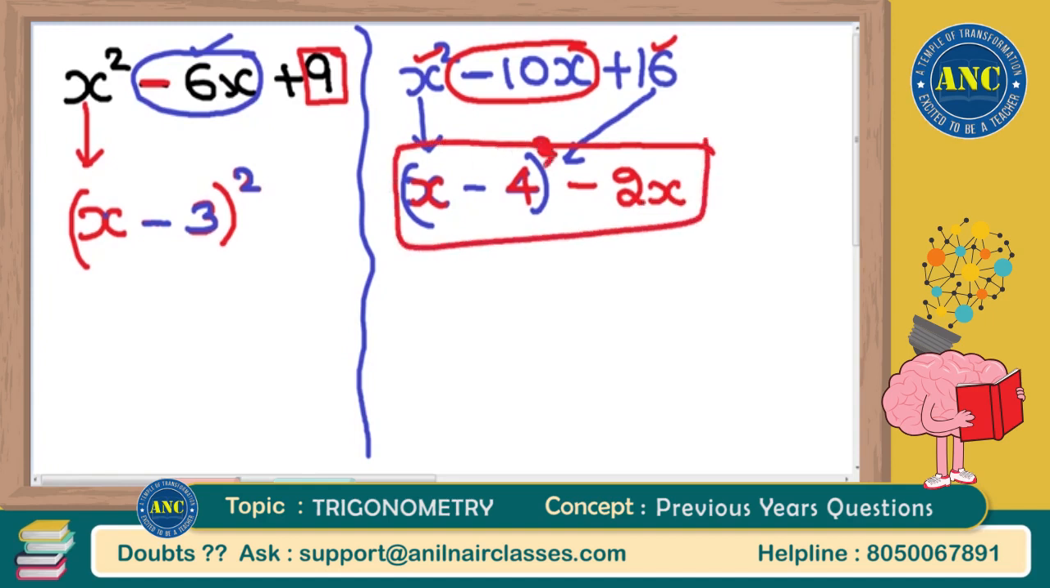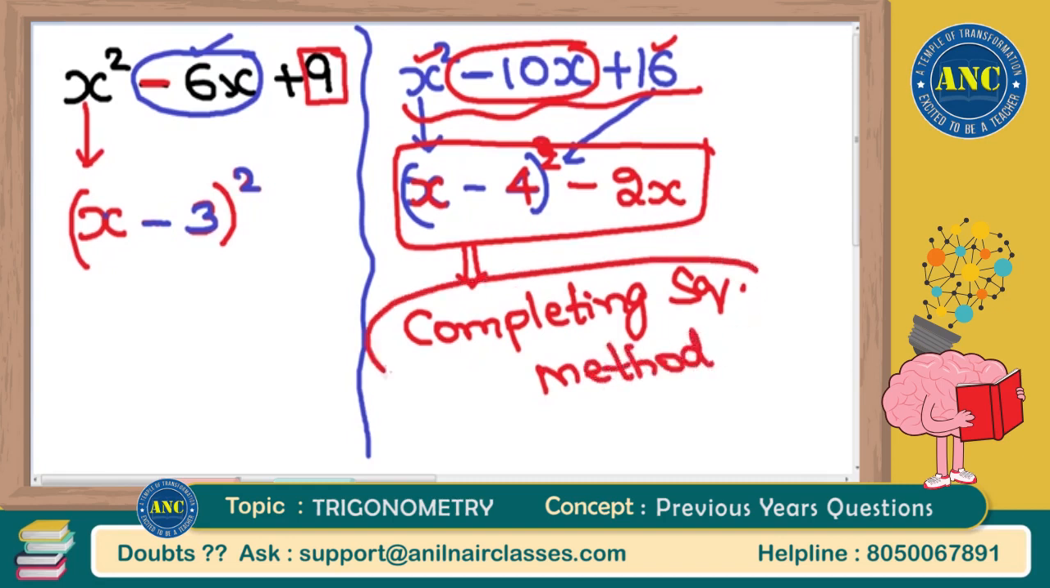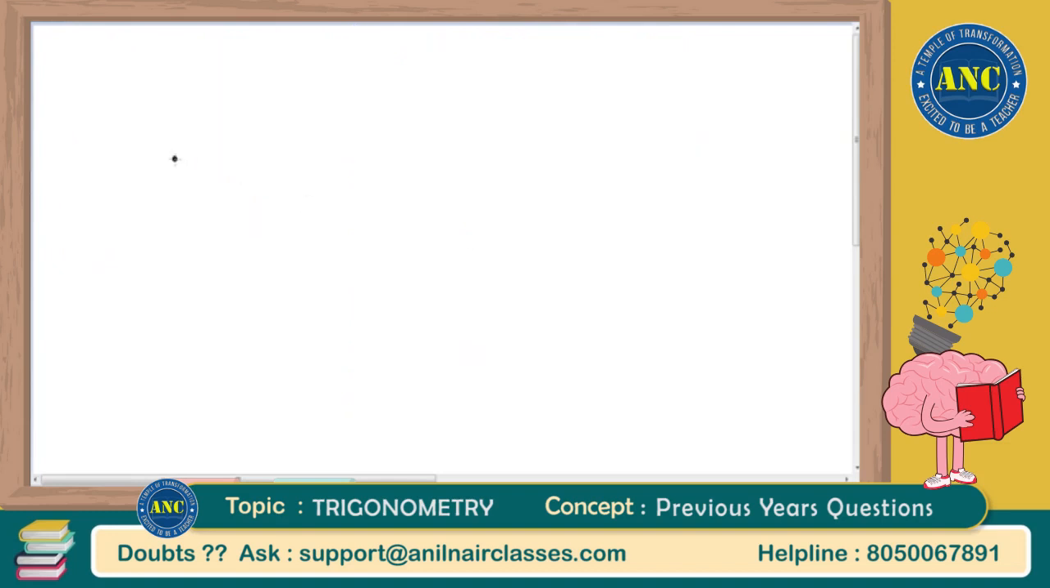This method is called the completing square method. Right? I am expressing this particular expression in terms of a square. This method is called the completing square method, which we will also discuss in the surds and indices class. Same thing I did here also, Anurag. I am rewriting that particular equation which I wrote there. What is that equation in that question?